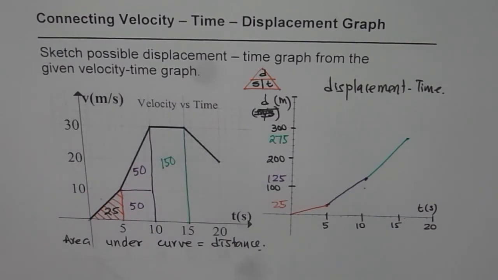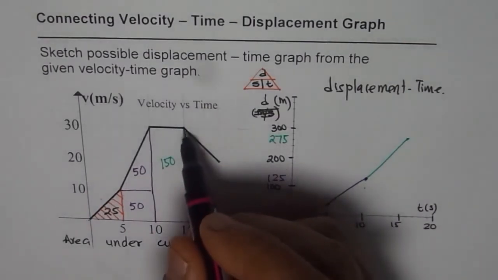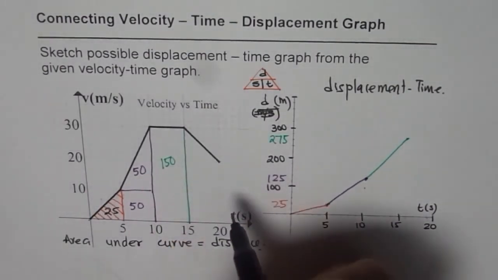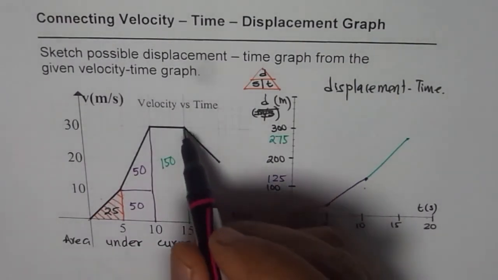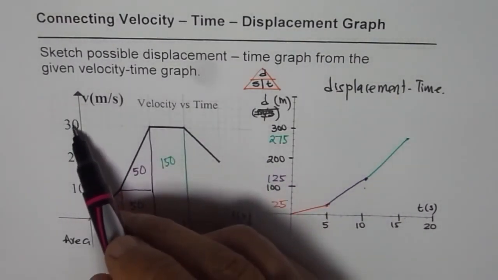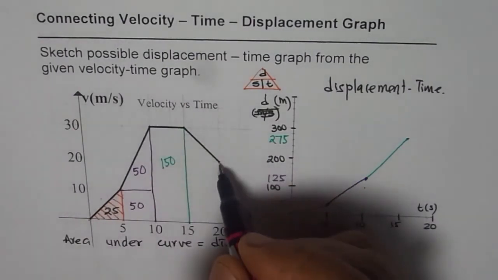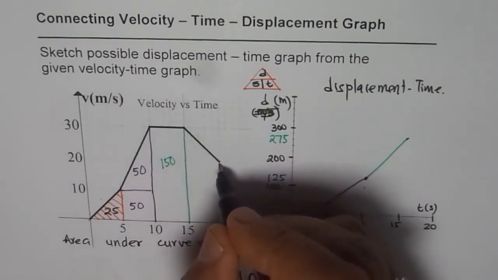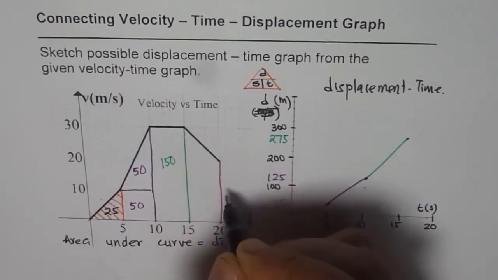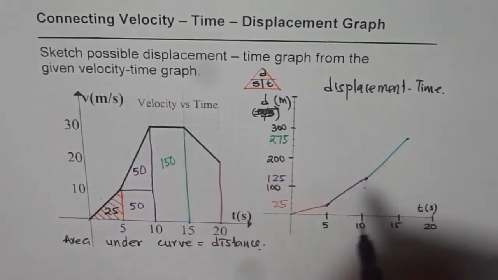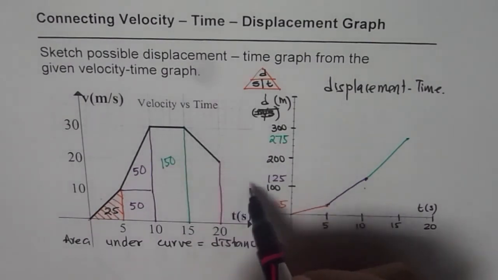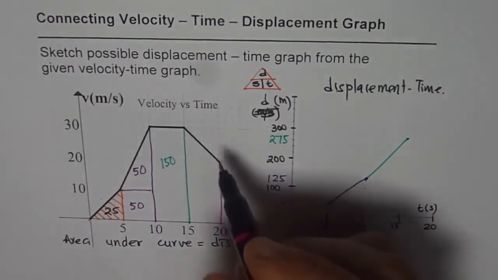Now the last part, velocity is decreasing, right? It decreases from 30 to 20, right? But still it is positive. It is not negative. Do you understand? Since it is still positive, the object is still moving away, correct? So this also adds up. And what do you get here?